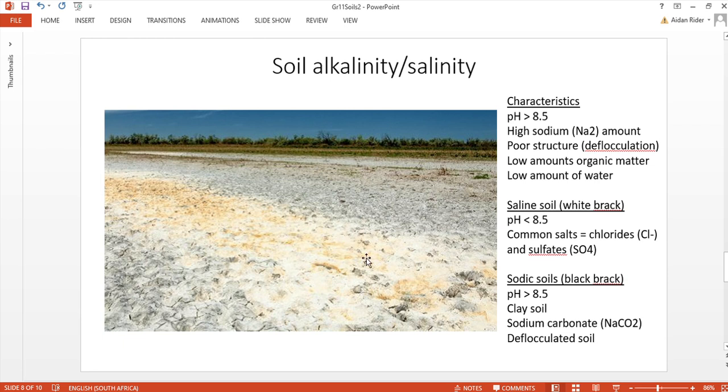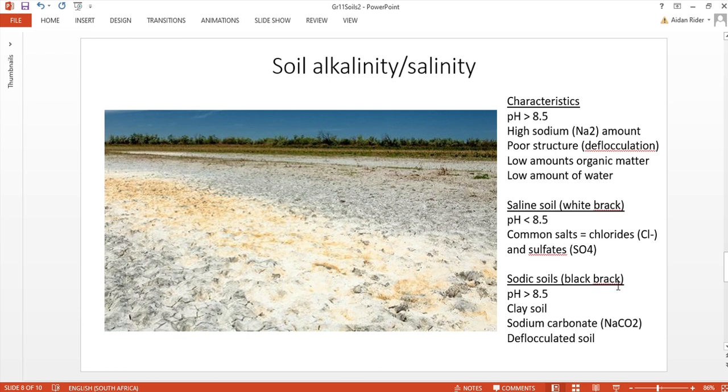So there are two types of brackish soils. You get white brack and black brack, also called saline soil and sodic soil. How do we distinguish them? For the white brack, the pH is lower than 8.5, so it would be anywhere between 7.1 and 8.5. The types of salts found within the white brack are chlorides and sulfates. Take note of that. Then for the black brack, the pH is higher than 8.5, as we mentioned in general, from 8.5 to 14.